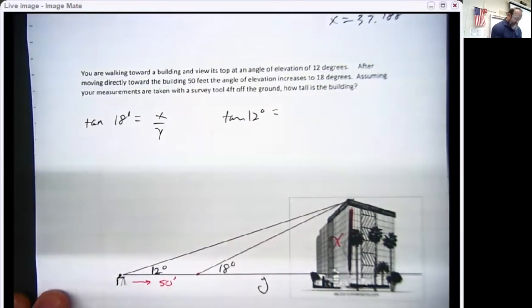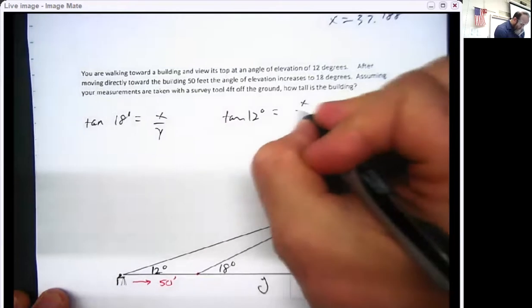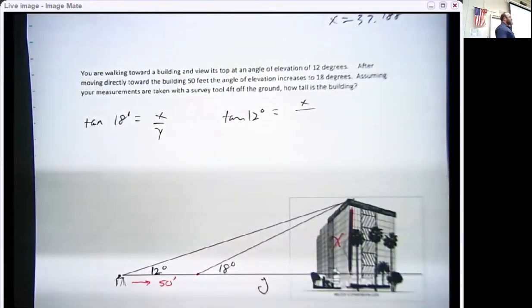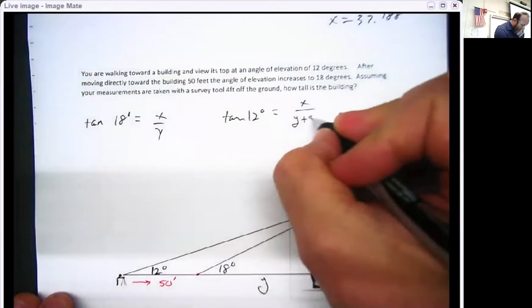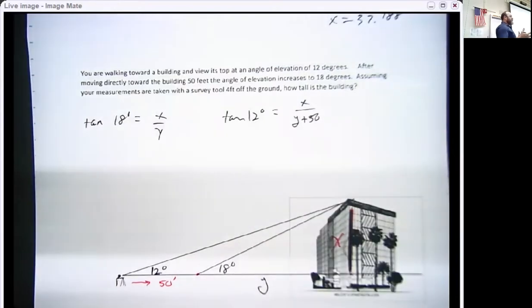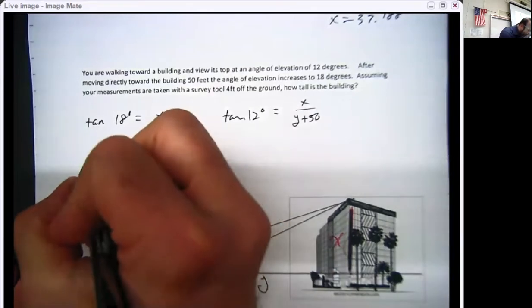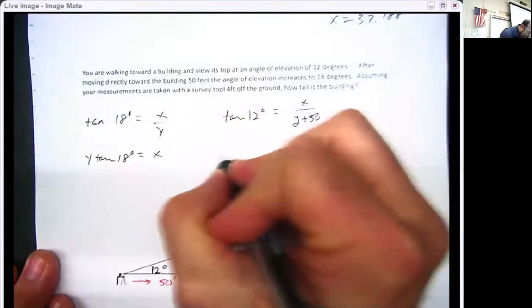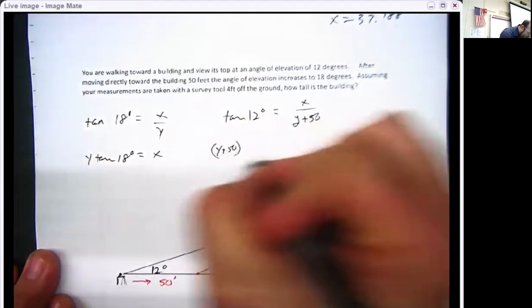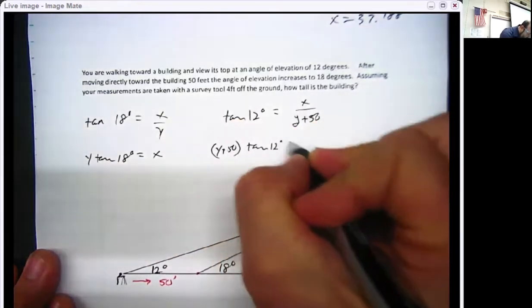It is this x. And what is the adjacent on that big fat triangle? Y plus 50. You got it. Now that's a little bit of a bummer because now I have these two equations, but they're a little complicated. I'm going to go ahead and cross multiply, which should not surprise anybody. Y plus 50, tangent of 12 is x.